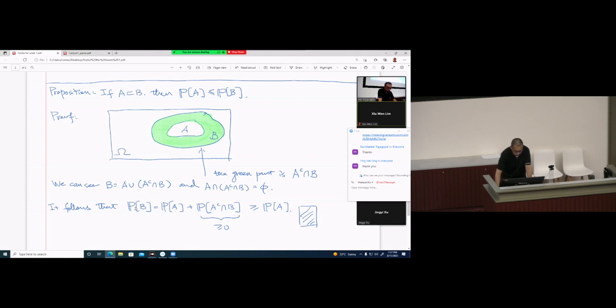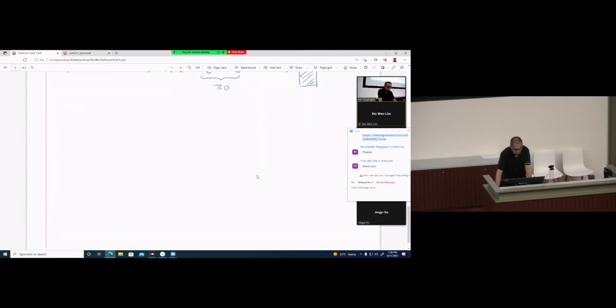Because A and this green part are disjoint, the probability of B is equal to probability of A plus the probability of this green part, right? And this green part, because it's a probability, definitely should be bigger or equal to 0. So as a result, the probability of B must be bigger or equal to the probability of A. So it's just like this, pretty straightforward.